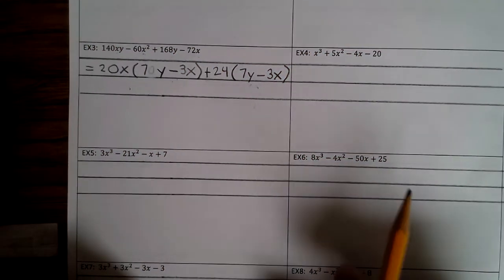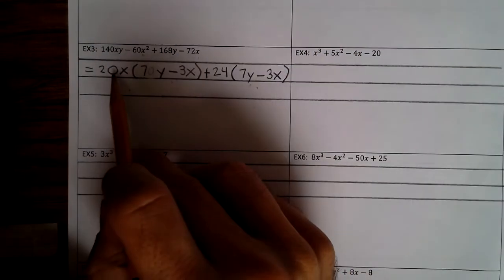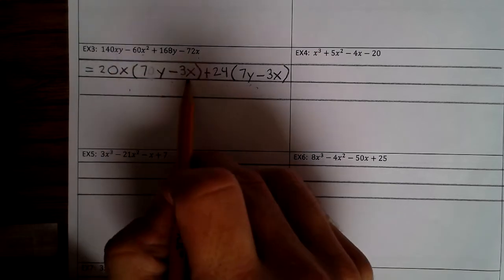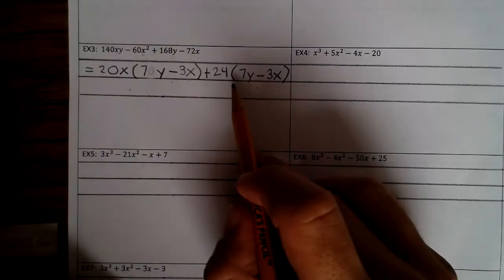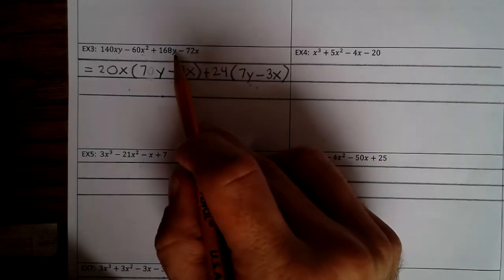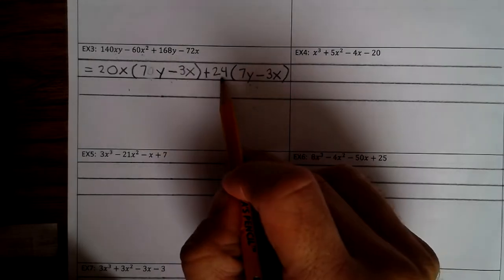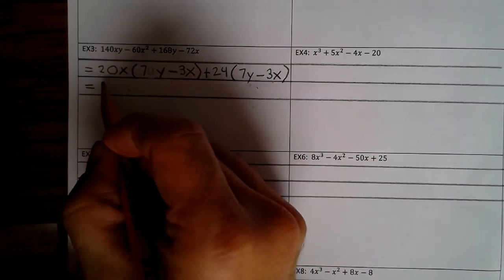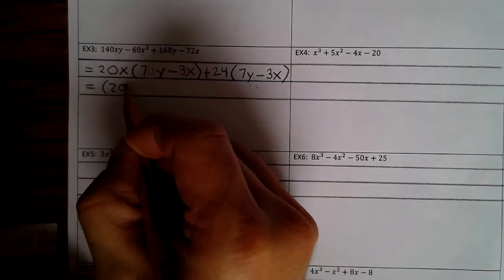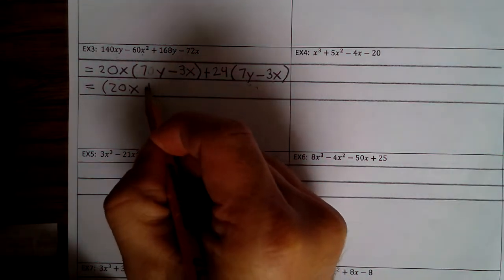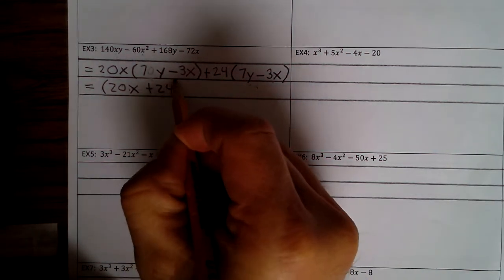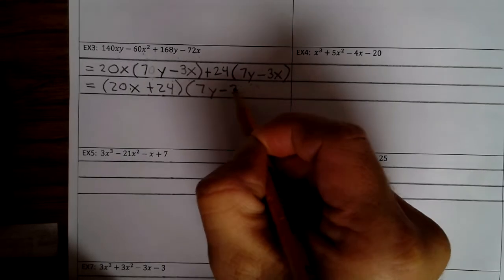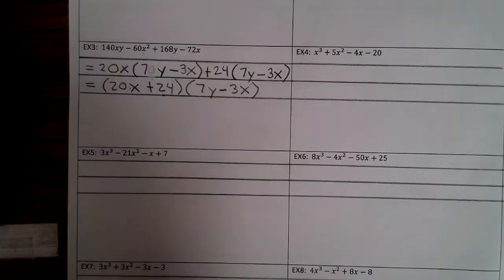And one of the ways, if you ever make a mistake, is you just double check the multiplication. So 20x times 7y is 140xy. 20x times negative 3x is negative 60x squared. 24 times 7y is 168y. And 24 times negative 3x is negative 72x. So now we have 20x plus 24 times 7y minus 3x. Right.